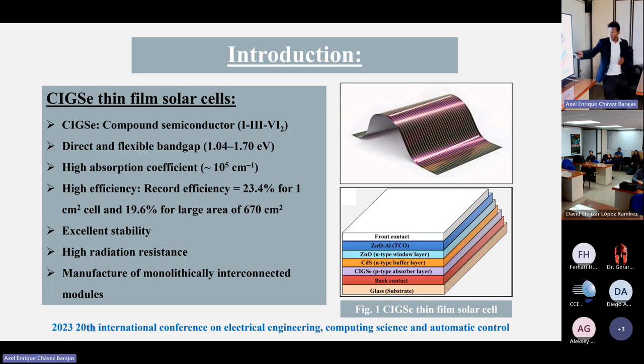It has a record cell efficiency of 23.4%, I think now it's 23.7%. And for large area, 670 square centimeter solar cells, it is 19.6%. Furthermore, the advantages are that it has excellent stability, high resistance, and you can interconnect the modules monolithically, from one module to another.